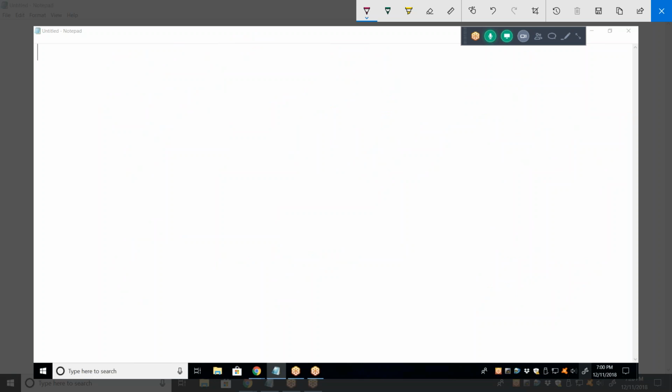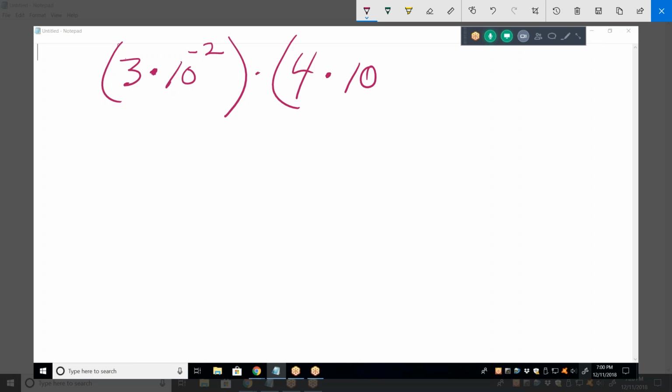Got a few minutes. Got time for another one for sure. Okay. So this one is parentheses 3 times 10 to the negative second, like that. End parentheses or more to come? Oh, yeah. In parentheses. And then times parentheses 4 times 10 to the 6th and parentheses.